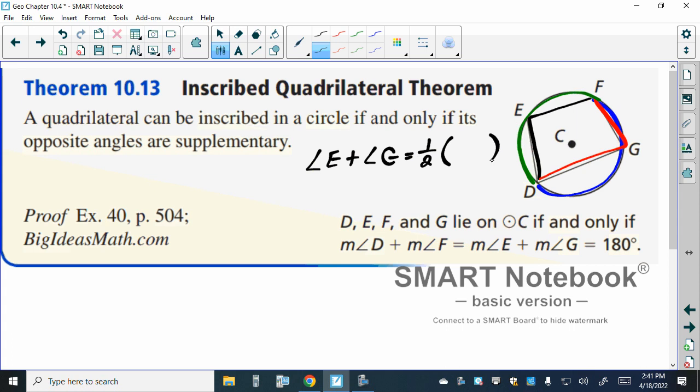Well, what do we get when we put the green and blue arcs together? What would that be? 360, it's the whole circle. And what's half of 360? So the opposite angles in an inscribed quadrilateral add up to be 180.